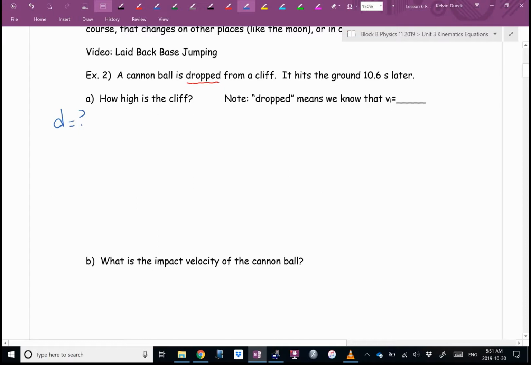And then this is why I said underline the word dropped. Anytime I use the word dropped, we know that VI is what? I will never tell you that again. So from now on, if I say we're dropping an object, you can right away say VI is 0. And the other thing we can fill in that I don't need to tell you is if we're in free fall, if we're dropping an object, we know the acceleration. What's the acceleration as a number exactly? Give me a direction showing me down, please.